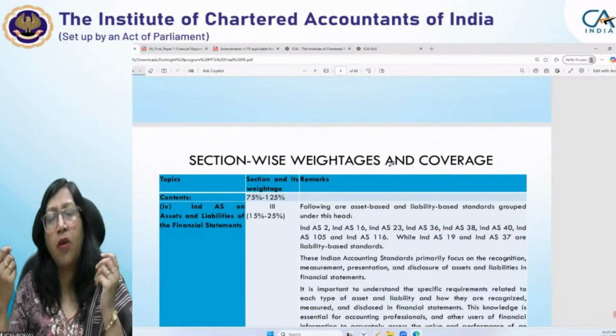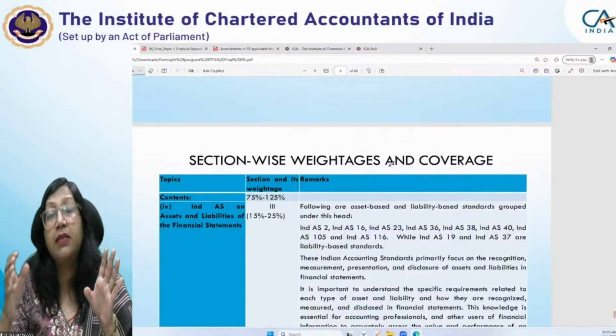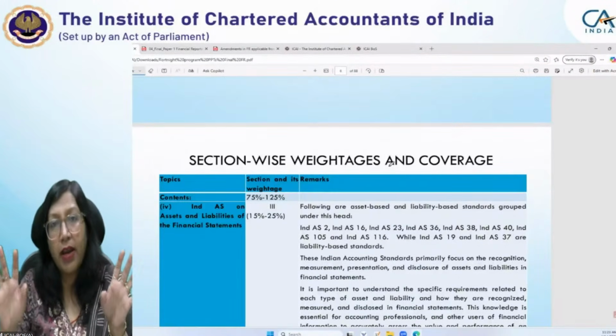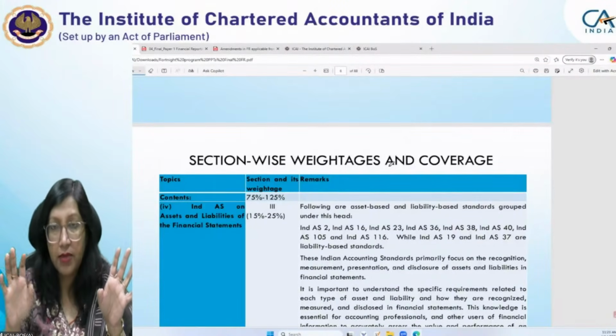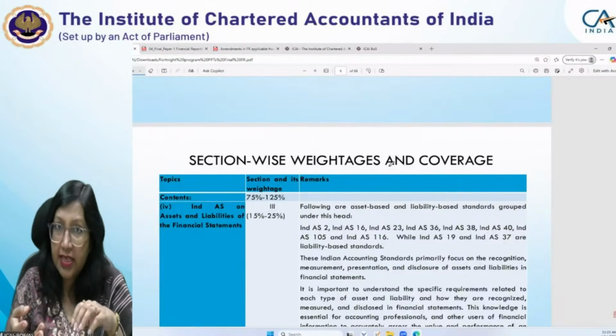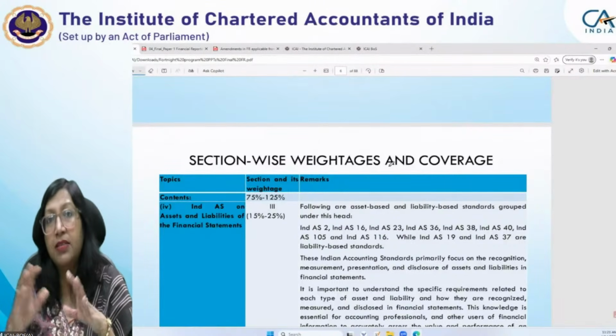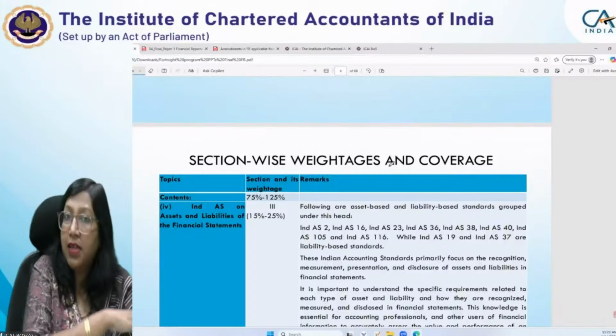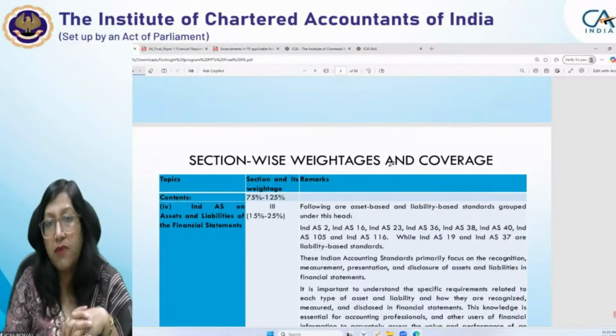In fact, it could be 30 marks, but for sure it will be at least 20 to 22 marks. Okay. One question will be of 6 marks, one question will be of 8 marks, then we'll again have 3 MCQs in your objective type part also.